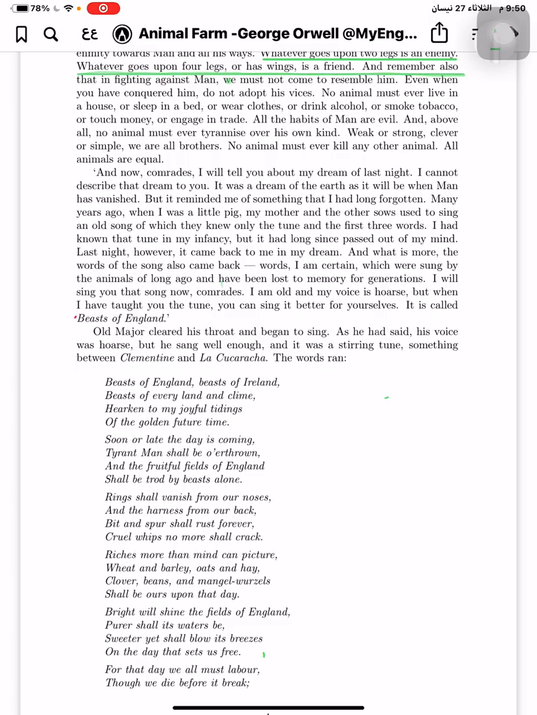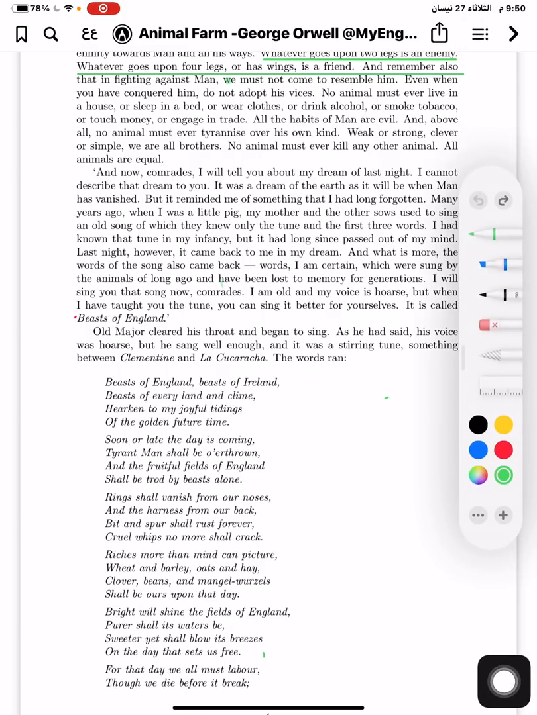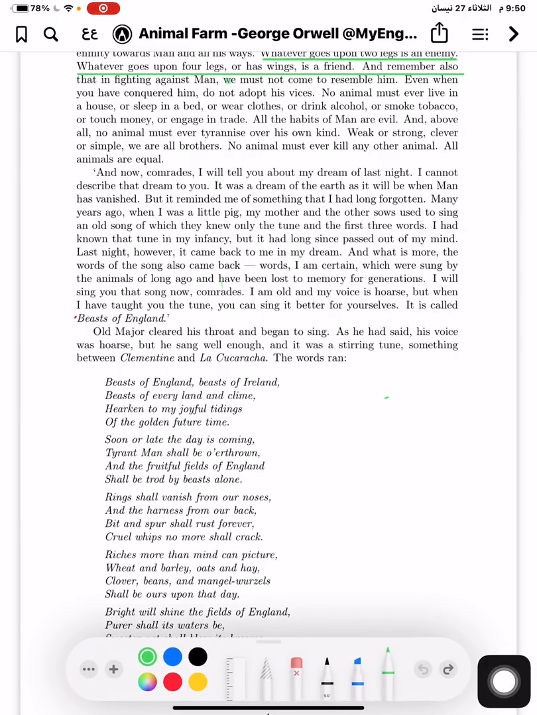If you compare the two sentences started with no, we find after this expression a moment of generalization presented with the word all. So the sentence which reads no animal must ever live in a house, up to the end of the sentence, is followed by "all the habits of man are evil." Then also after the sentence "no animal must ever kill any other animal," we find a generalized opinion: "all animals are equal."